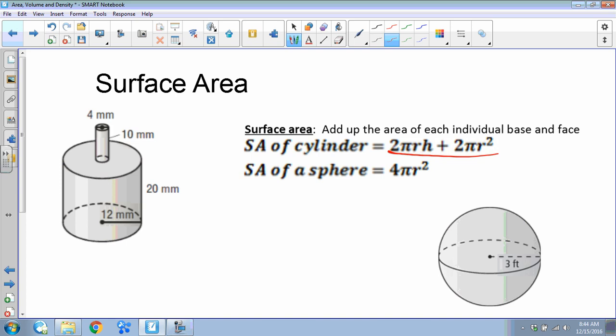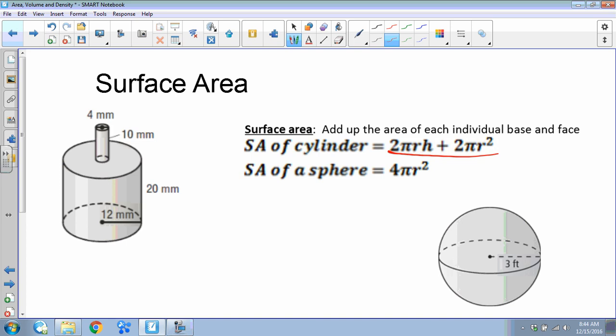Now, surface area of a sphere, again, spheres, I don't know the logic behind the surface area of a sphere, you just have to memorize it. It's 4 pi r squared, okay? So if you have a sphere and you need to know how much it's going to take to paint it, how many square inches that sphere is, then it's 4 pi r squared, okay?